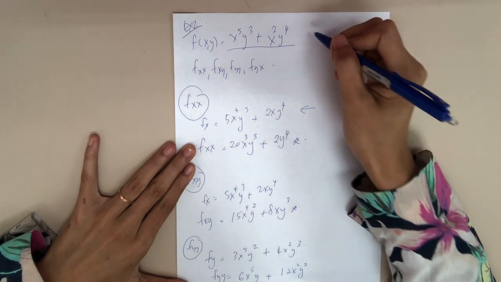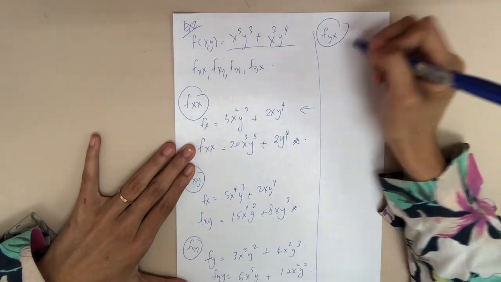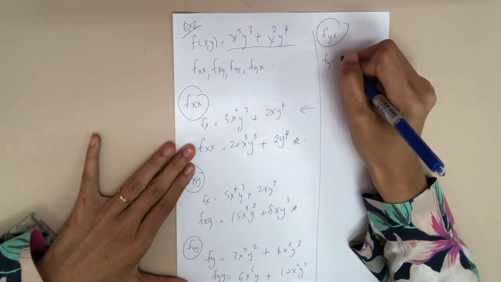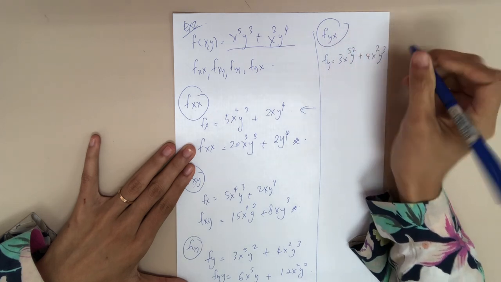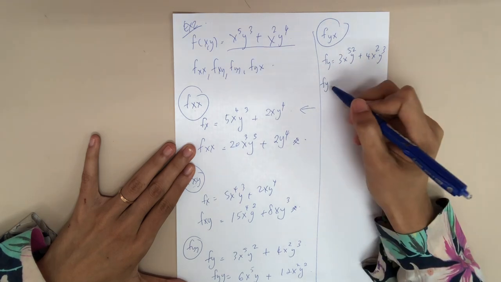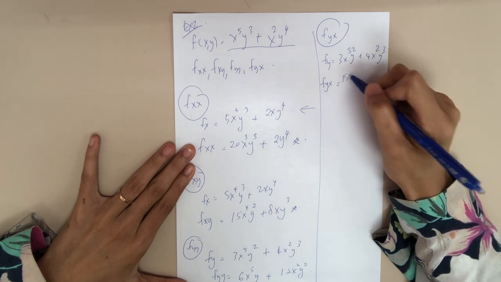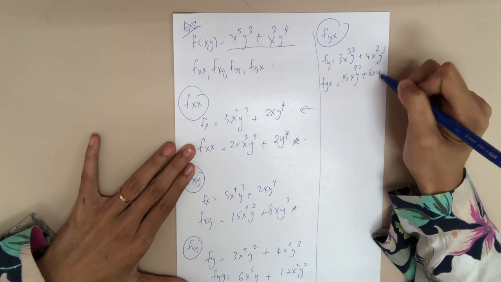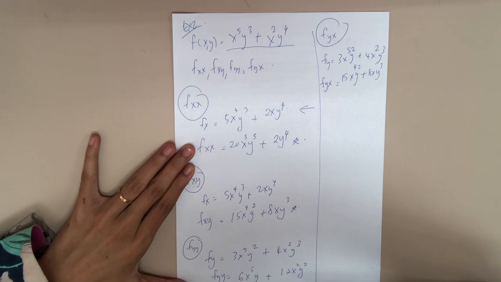The last one is fyx. We start with fy first, and we already calculated fy here, so I just copy it here, plus 4x^2 y^3. Now the second differentiation is with respect to x. So you have 15x^4 y^2 plus 8x y^3. Do you still remember what I said before in the previous video about Euler's theorem?